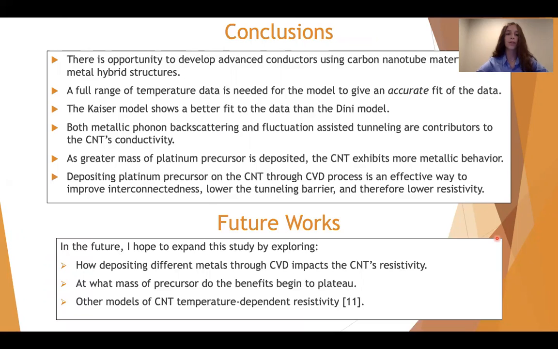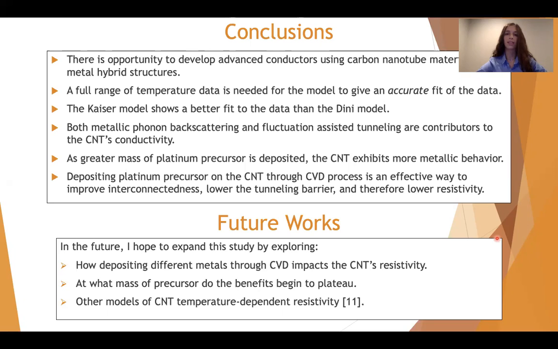In looking at the Kaiser model components, both metallic phonon backscattering and fluctuation-assisted tunneling are contributors to the CNT's conductivity. However, variable range hopping does not appear to be a contributor. As greater mass of the platinum precursor was deposited through CVD, the CNT exhibited more metallic behavior. Furthermore, by depositing the platinum precursor, we created an effective way to improve interconnectedness on the CNT.